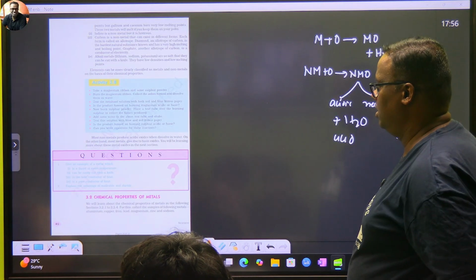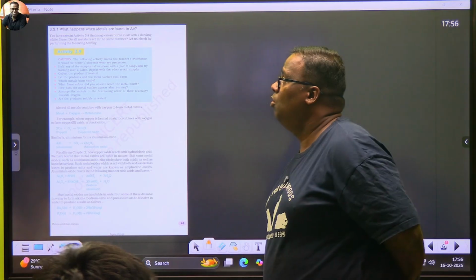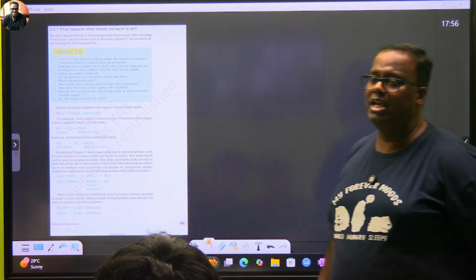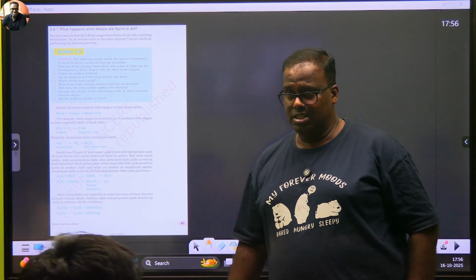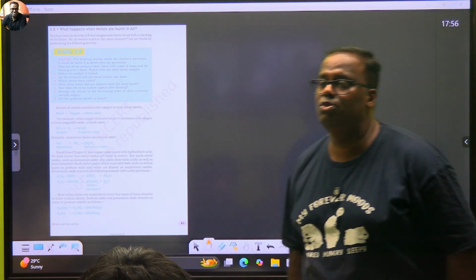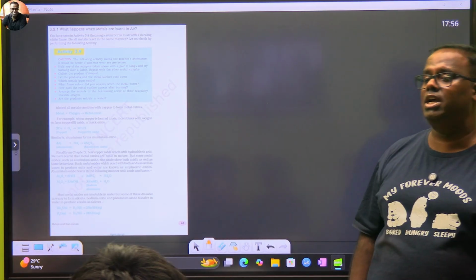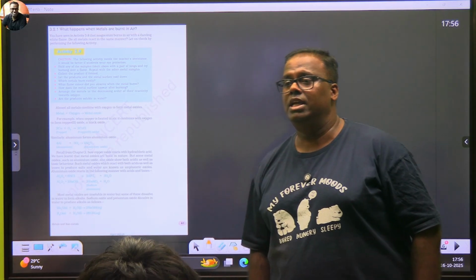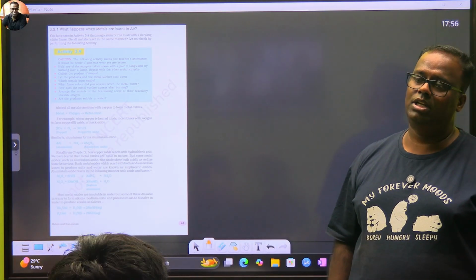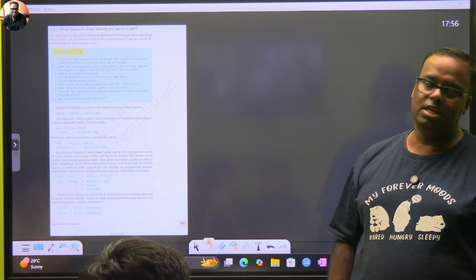Wait, we were here. Chemical properties of metal. So let's look at the chemical properties of metal. What happens when metals are burned in air? Metals react with oxygen to form metal oxides. Such metal oxides will always be basic in nature, which means if you take the metal oxide and react it with water, it can react with cold water, hot water, or steam. These three are our specialty.